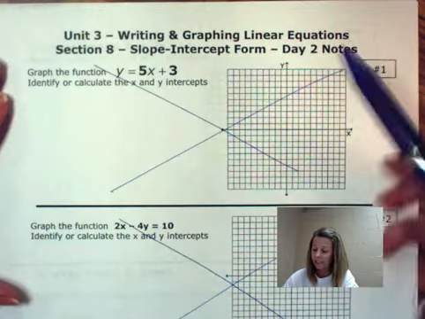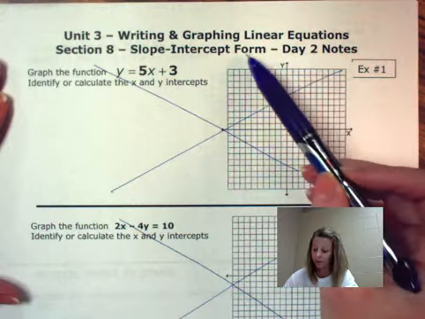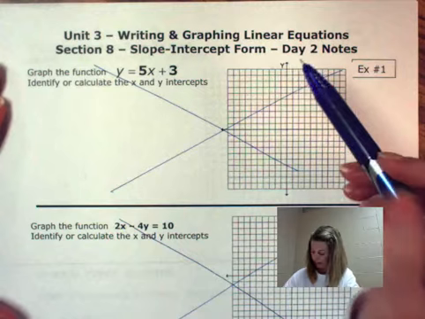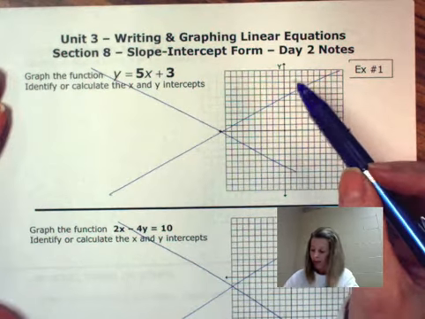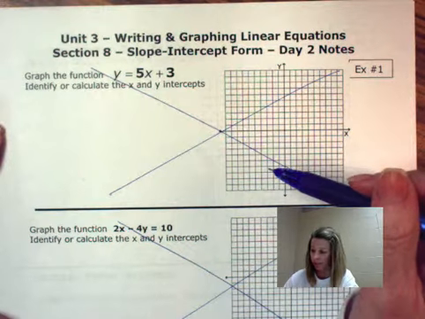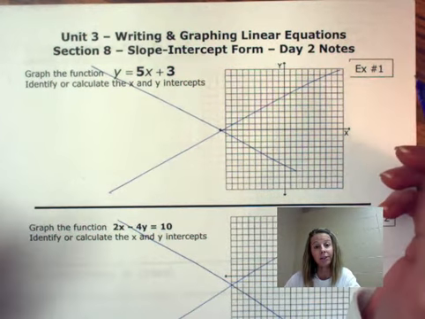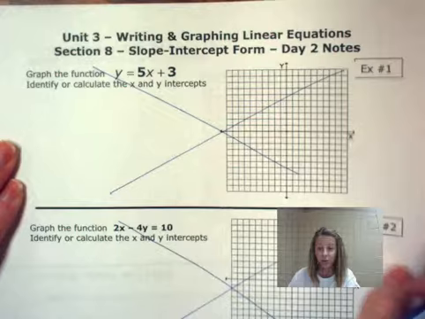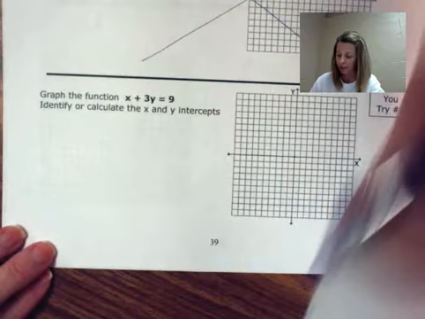Okay, this is day 2 of Slope-Intercept Form Section 8. So this is page 39. I've crossed out a few examples because I feel like we did a lot on day 1 and I want to move through day 2. So what I'd like you to do is move down to the very bottom example to start with.